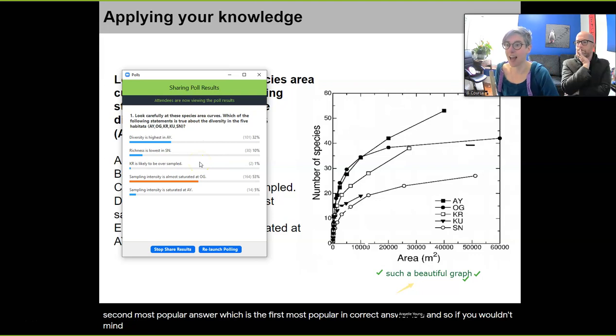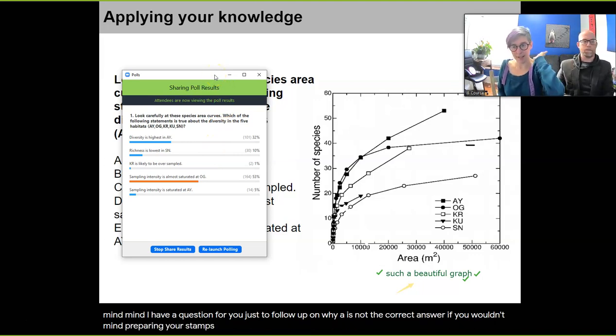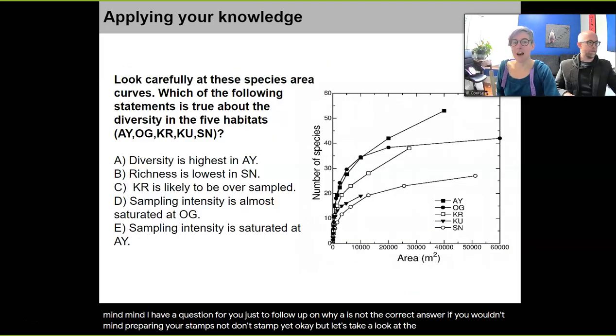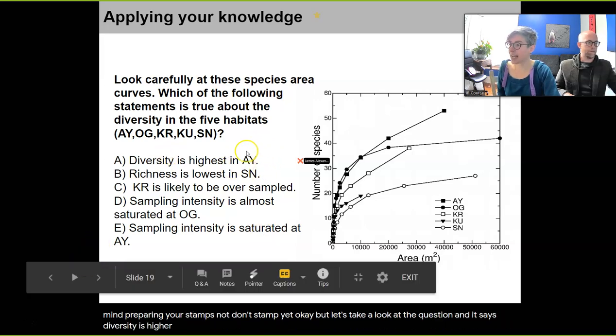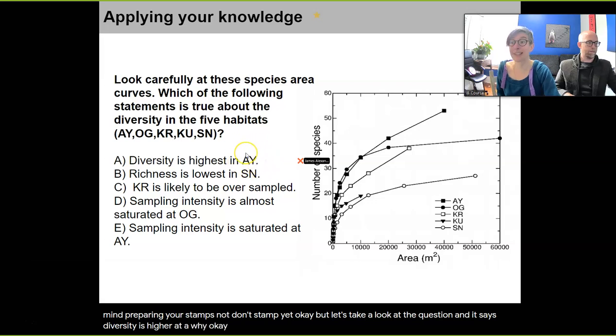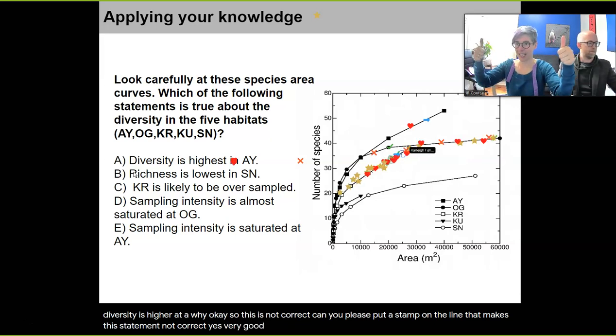If you wouldn't mind, I have a question for you, just to follow up on why A is not the correct answer. If you wouldn't mind preparing your stamps, don't stamp yet, okay? Let's take a look at the question. It says, diversity is higher at AY. So this is not correct. Can you please put a stamp on the line that makes this statement not correct? Yes. Very good. Well done.